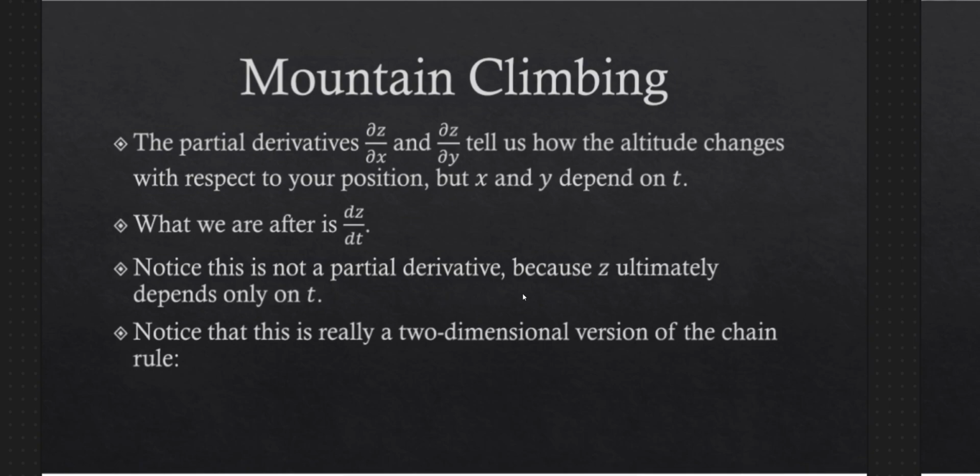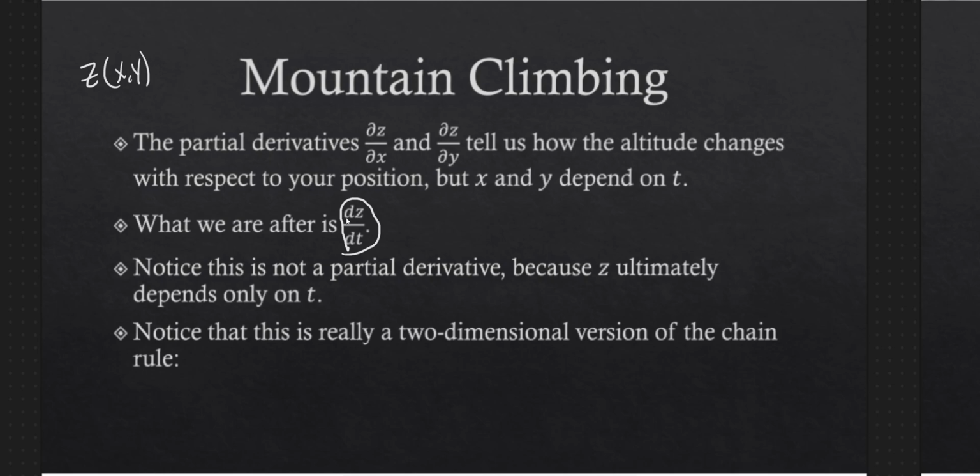All right, so we have z as a function of x and y. So we could compute the partial of z with respect to x and the partial of z with respect to y. Those will tell us how the altitude changes with respect to our position. But that's not enough in our case. We also need to know how x and y depend on t. So what we want is dz dt, the rate of change of altitude with respect to this other variable t for time.